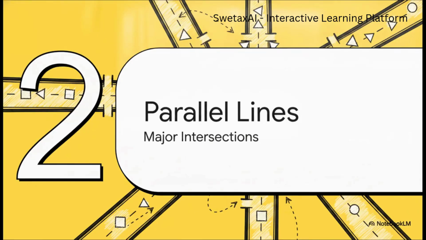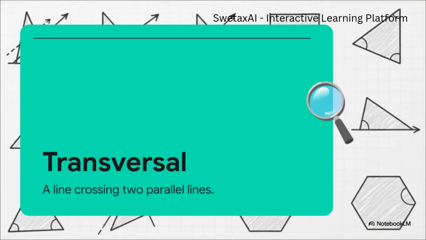Moving right along to Section 2, let's see what happens when we navigate parallel lines. Meet our primary suspect for this section, the transversal. Basically, it's a line crossing 2 parallel lines. Imagine 2 perfectly straight train tracks running side by side. The transversal is the road that cuts right across both of them. And when that intersection happens, it creates this really fascinating, totally predictable network of angles.